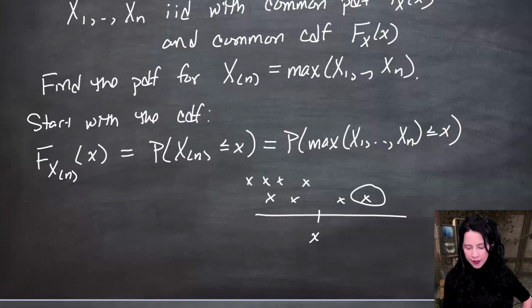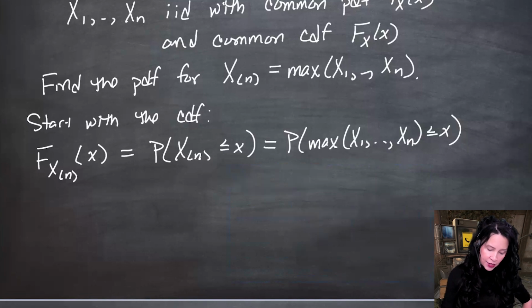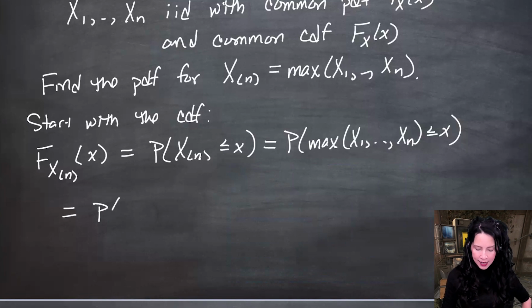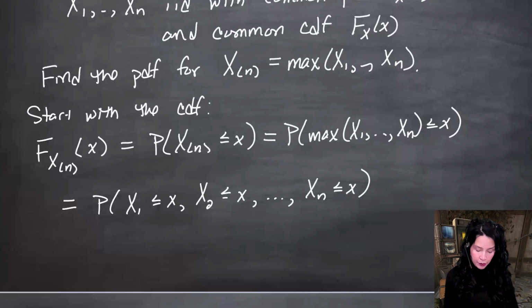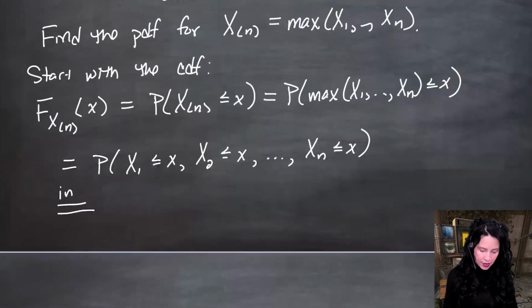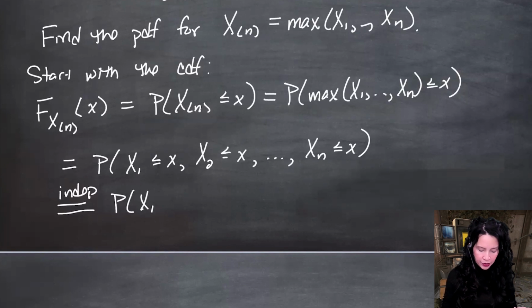I'm using X's for way too many things. To get the maximum of a data set below this x, they all have to be below x. So in this case, we do not have to consider any sort of complement. If the maximum is below x, that is the same thing as saying that X1 is below x, and X2 is below x, and Xn is below x. Because they're independent, we'll stop doing this after today. I would just write IID and do this line and the next line all at once. But because they're independent, we get to multiply these probabilities.